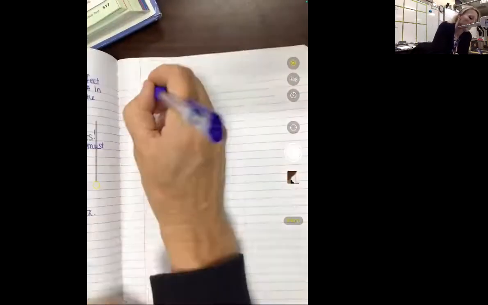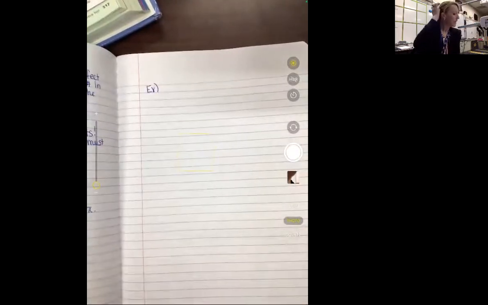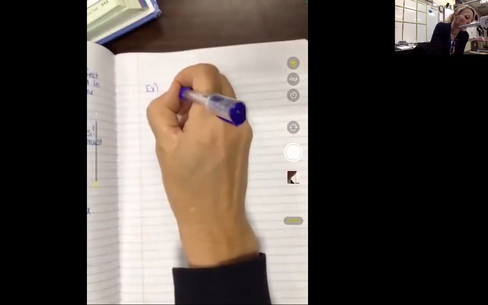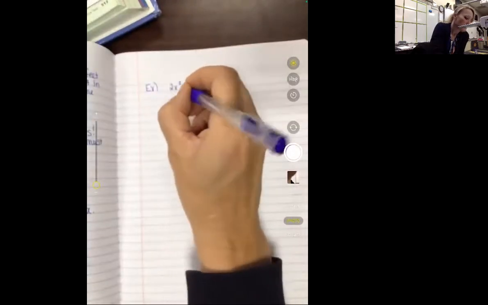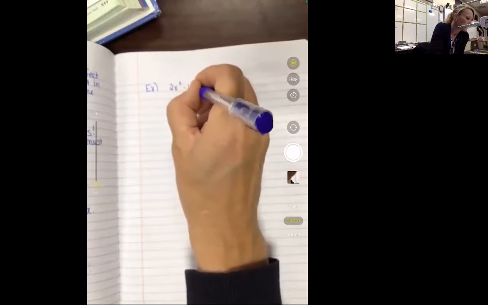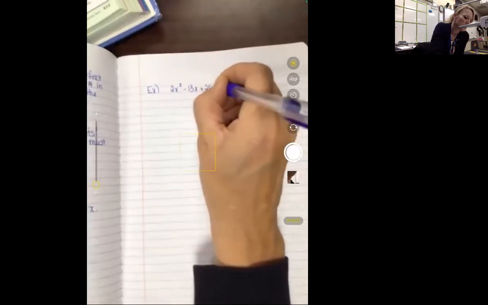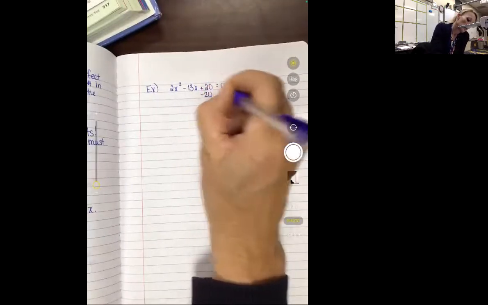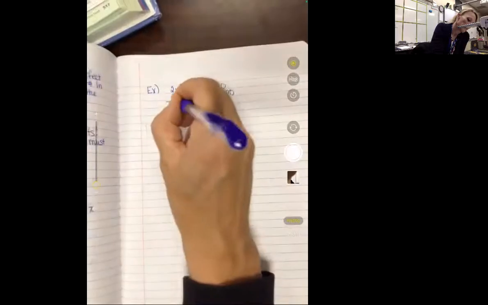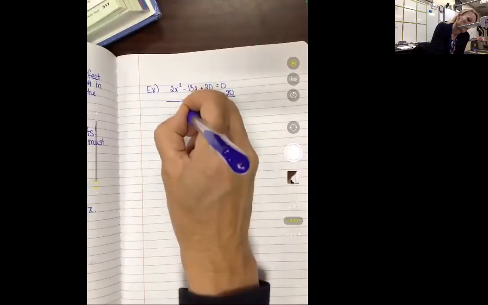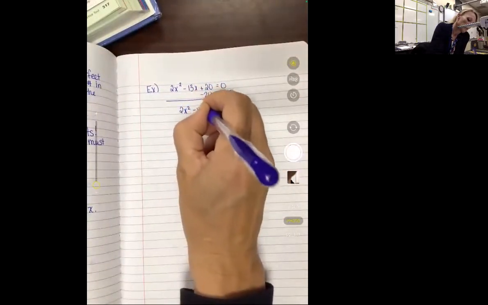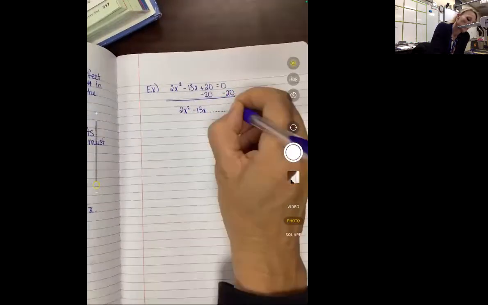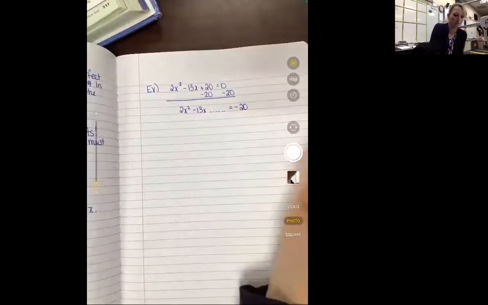I'm going to do one more example now that we have gone through the steps, and that way you can see it done again a little faster this time. So this is 2x squared minus 13x plus 20 equals 0. First things first, I'm going to get the 20 to this side. That gives me 2x squared minus 13x equals negative 20.